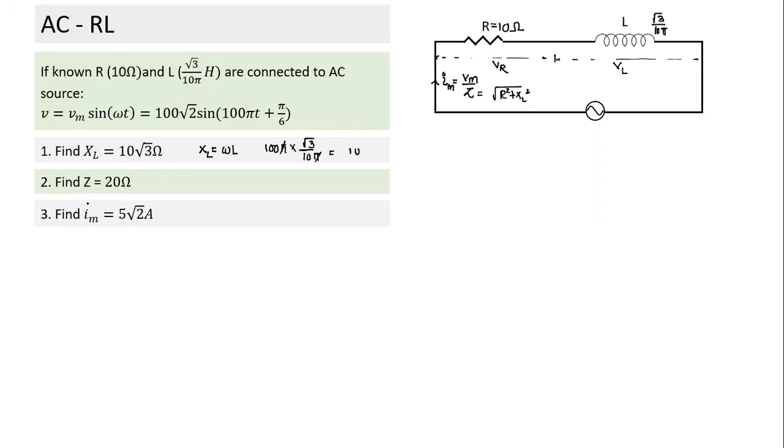Once we have the Z value, I can find the amplitude of current, which will be the amplitude of voltage divided by Z. So I found the Z value. Then to find the current, the current will also have three things: omega, amplitude, and phase constant. To understand the phase difference, what is tan phi equal to?